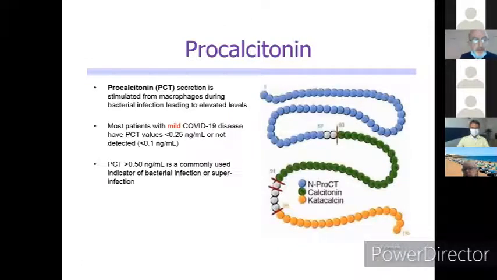Procalcitonin is a very interesting one. It's secreted from macrophages during bacterial infection and levels are elevated. And it's known that most patients with mild COVID disease, say WHO outcome scale 1 or 2, something around that order, have PCT values that are undetected or normal. And there are also figures that are used, say around or above about 0.5, when bacterial infection or superinfection on top of, for example, a virus, would be becoming far more possible.